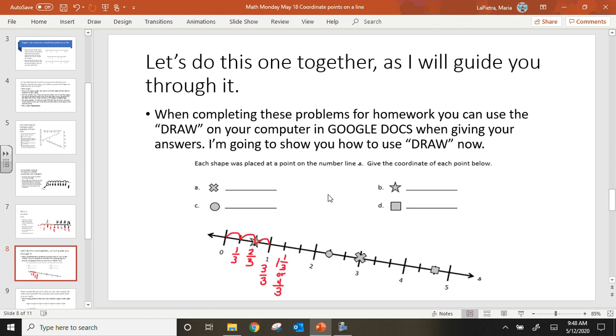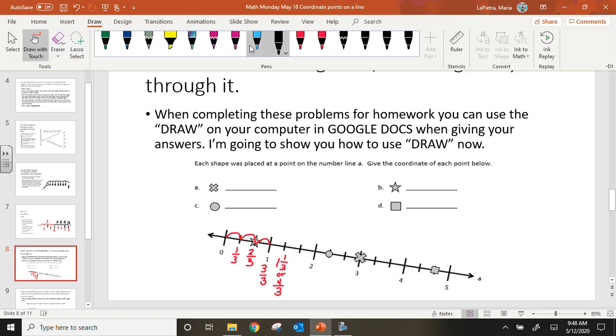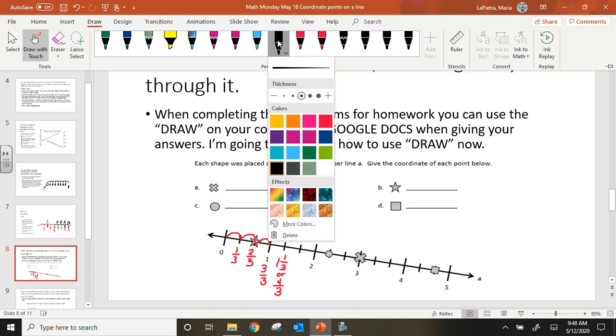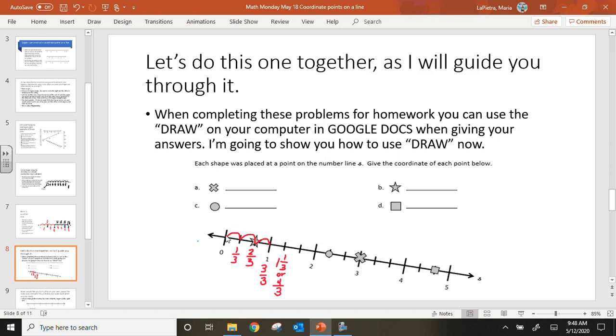So here we go. Up at the top, you will see draw. And you can do this when you go into Google Docs. So when you open up your assignment, you'll go to your Google Docs to complete your assignment. And then you can go to this draw feature right here. Click it. Hit what color you would like to use. Let's use blue right now. And we're going to start on the 0, and we're going to count to the 1, starting at 0. Okay, and using the draw feature, you'll see that it's starting to draw when you put it on the origin.